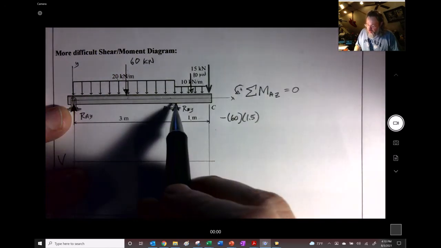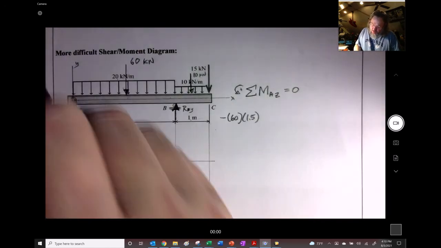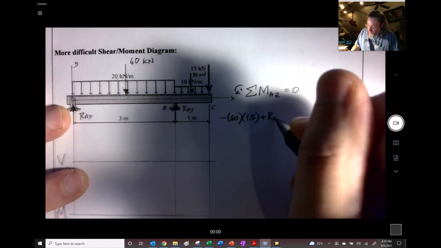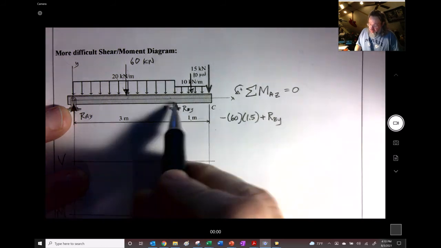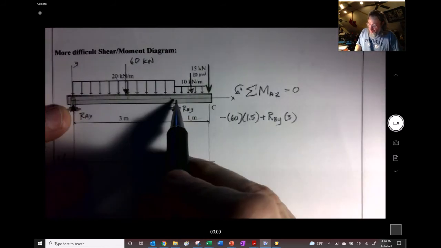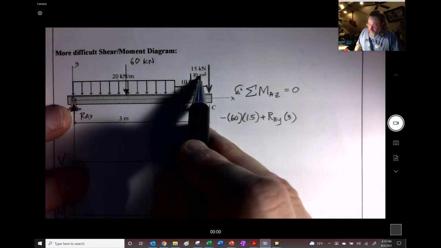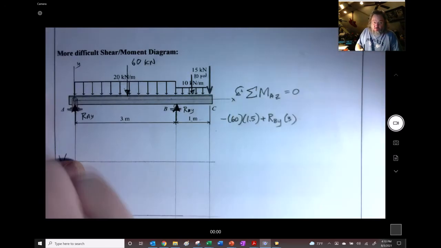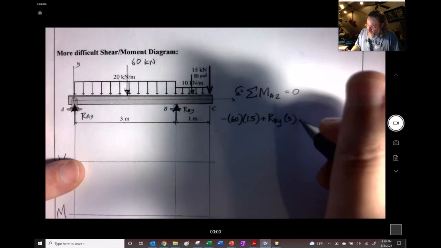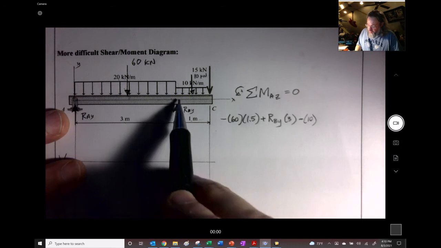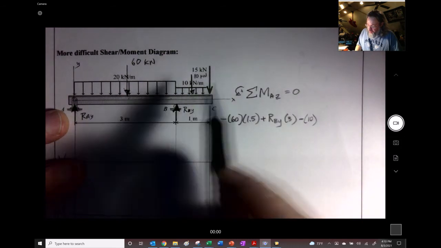And then moving over here, we see that this one's going to be counterclockwise, this reaction. So it's positive RBY, and its distance is 3 meters. Moving on to the right, we have 10 kilonewtons, and that's going to be clockwise, right? It's going to go this way. So we have negative. And then its location is going to be 3 plus half of this distance, which is 0.5.